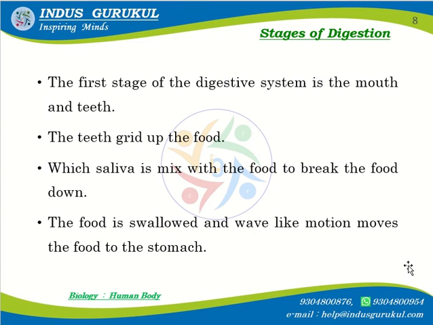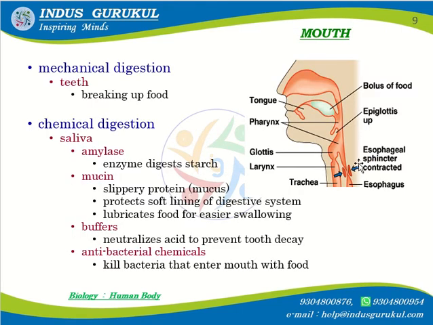Swallowing happens by the way you push the food towards the esophagus. Now this happens through a wave-like motion that moves the food to the stomach. Now as you will read further, this motion is called peristalsis. Now in the mouth, there are two phases: mechanical digestion and chemical digestion.